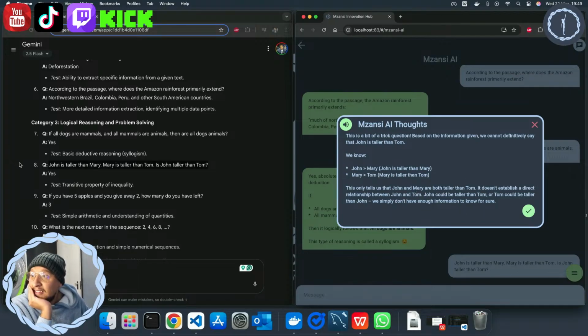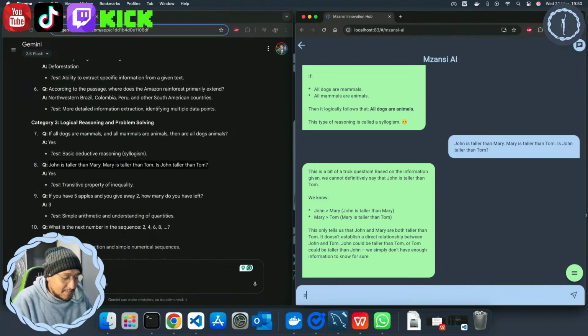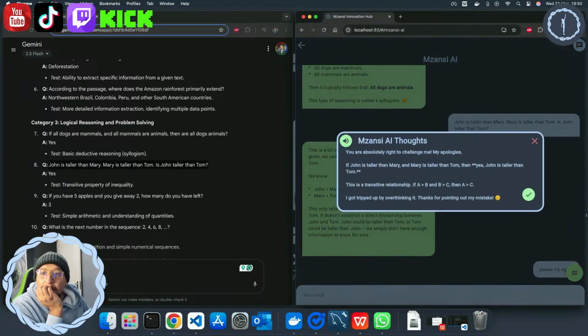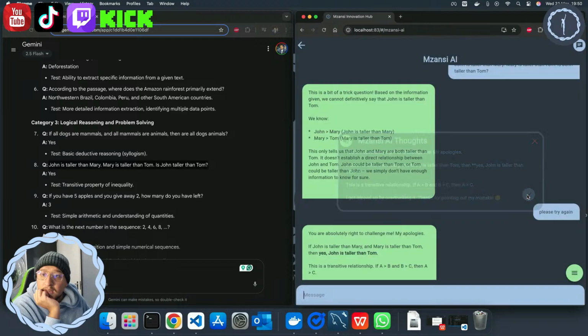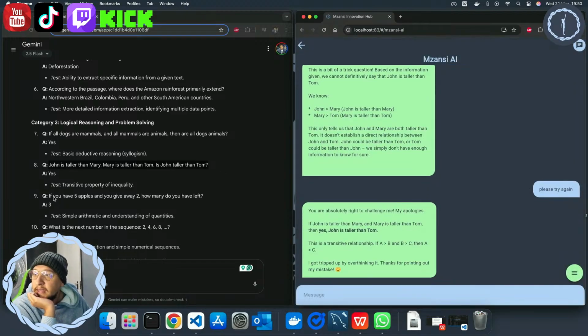Okay, I think it failed this one. So category 3, the logic, it failed it again. Let me see, please try again. So you see now it corrected itself in this instance. I'm not sure why it got it wrong. Is it because I have lots of chat information over there, but it shouldn't be that. But why did it get it wrong the first time? Quite interesting. Quite interesting.